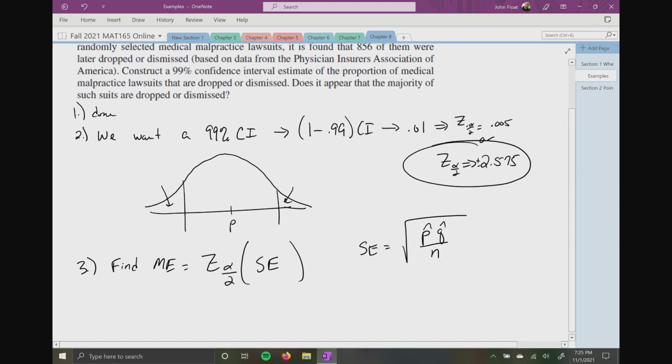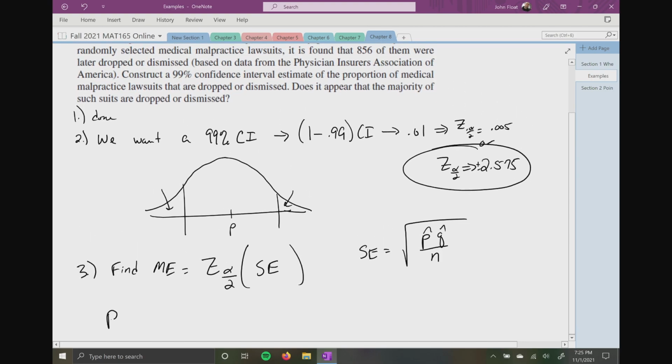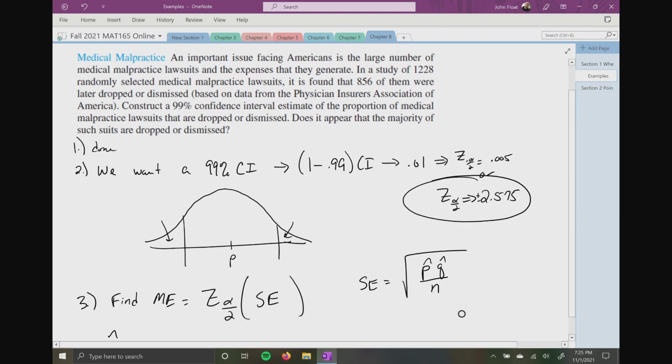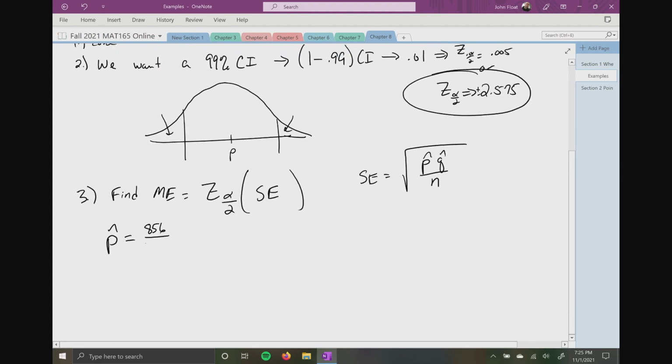So what I'm going to do is I need to find p hat. So p hat comes directly from the problem. We found that in a study of 1,228 randomly selected medical malpractice lawsuits, 856 of them were dropped. So p hat is going to equal 856 over 1228. So if you give me a second here, I'm going to get out my calculator.